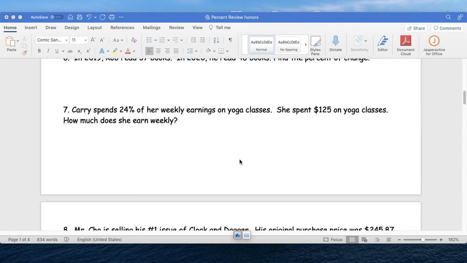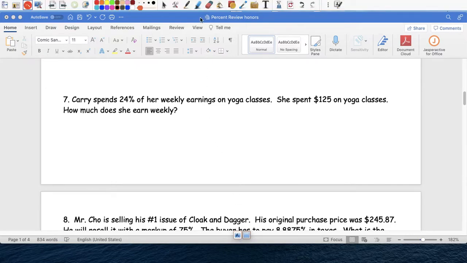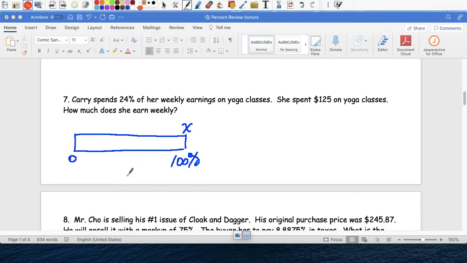Where am I? Number 7. Carrie spends 24%. Okay, so we did this in class. I'll do it again. She spends 24% of her weekly earnings on yoga classes. So if you think about it, let me draw a bar model. So this is how much she makes, X. All right. So 24% of it, and 100 minus 24 is 76. So this is for yoga. 24% she spends on yoga, and this is leftover after she spends her money on yoga.